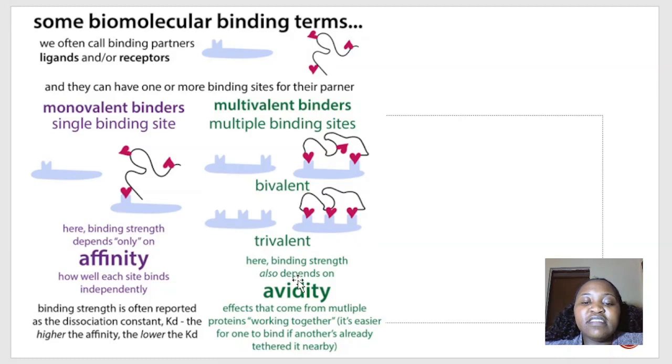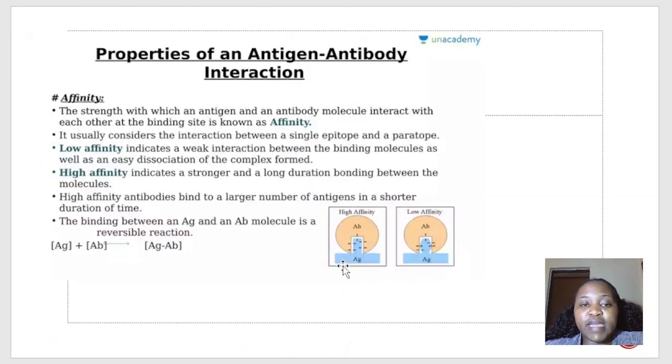So the binding strength here depends on avidity, because one binding will affect the binding of the other, because they are working together here. So, with the effects that come with multiple proteins working together, normally it will be easier for one to bind if another one has already bound. Yeah, so that is what we call multivalent binders.